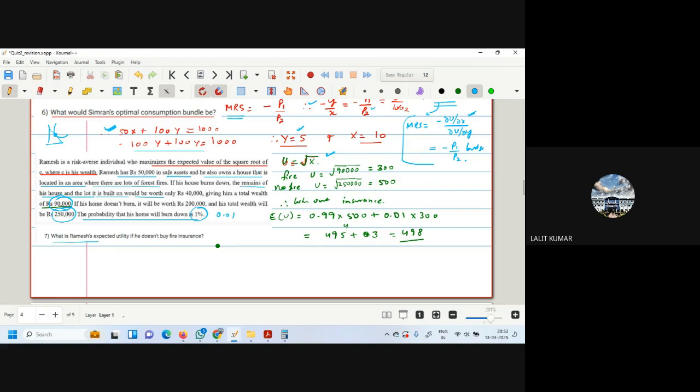So what is Ramesh's expected utility if he does not buy insurance? In case of fire, he is left with only 90,000. We use the utility which is root of x. So utility is 300. With no fire, utility is root of 250,000, which is 500. Use the probability to get the expected value, which is 0.99 into 500 plus 0.01 into 300, and we get 498. This is the case when he does not take insurance.